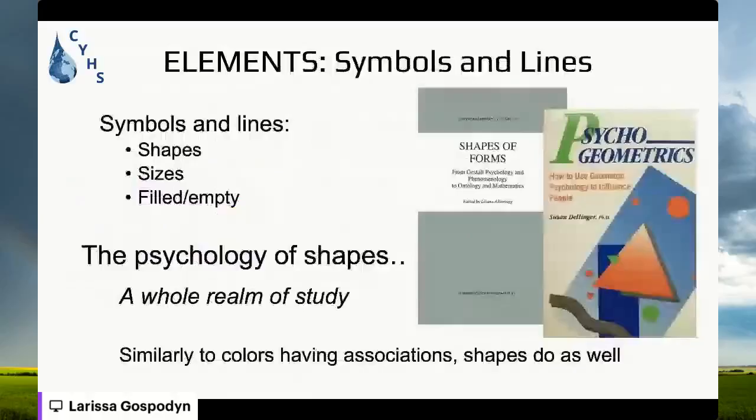The next thing, in terms of aesthetics, is symbols and lines. There is a whole realm of study on the psychology of geometry. I am by no means an expert on this and am not going to dive into it, but similarly to colors, different shapes can also have associations. When we think of symbols, lines and shapes, a thick shape automatically makes you think it's probably more important. Those are the inherent messages you have to think about with symbols and lines.